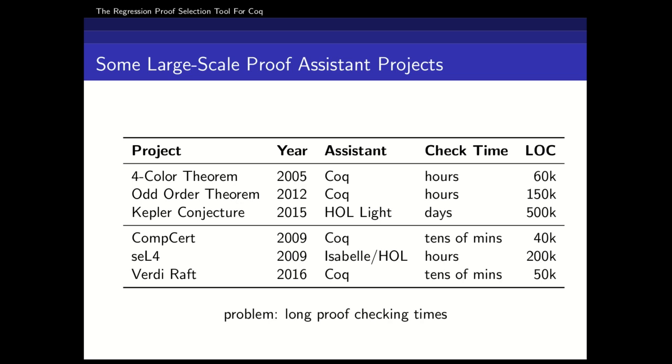Scale and complexity can be measured in various ways, and here you can see one measure, the number of lines of code. One serious problem in large-scale projects is that proofs tend to take a long time to check whenever a change is made. For example, some key proofs of the Kepler conjecture take several days to check.